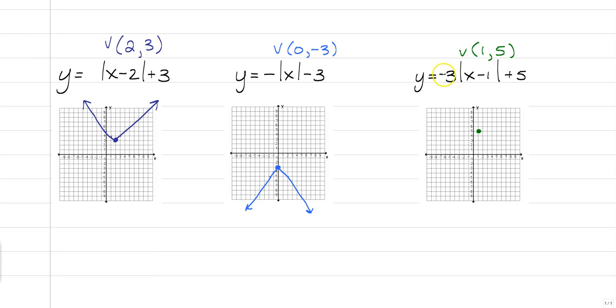Remember, the negative means it's going to be flipped upside down, and the 3 is going to be how much faster it rises or falls vertically because of the vertical stretch. So we're going to go down 1, 2, 3 units over 1. Down 1, 2, 3 more units over 1. Down 1, 2, 3 over 1. And as you can see, it is a much faster falling absolute value graph because it's negative and we're stretching it by a scale of 3.